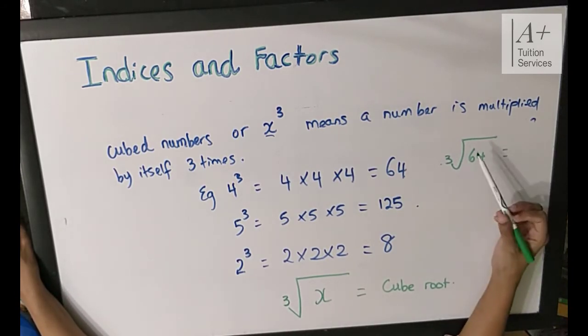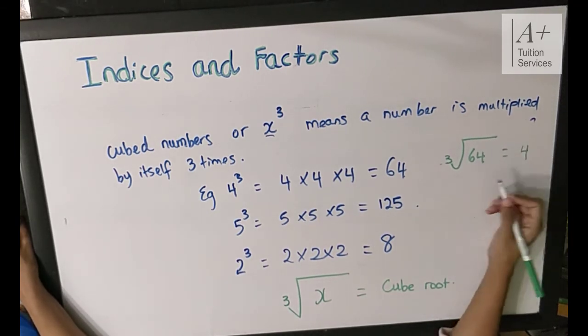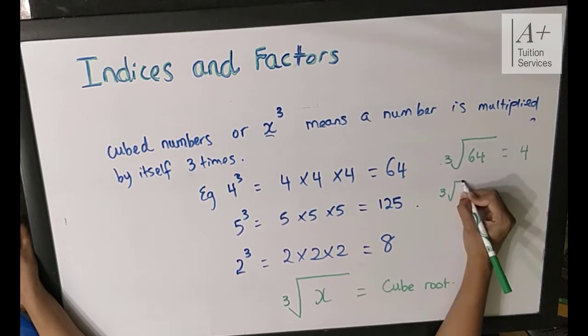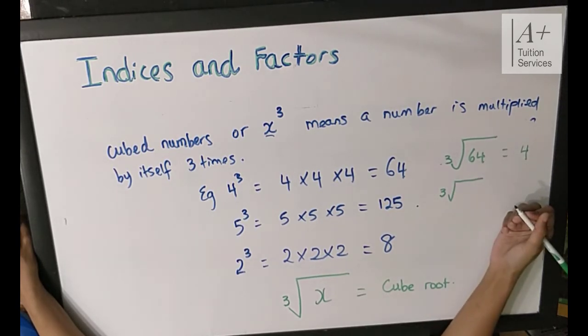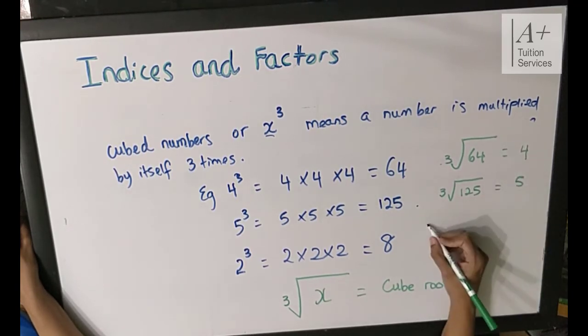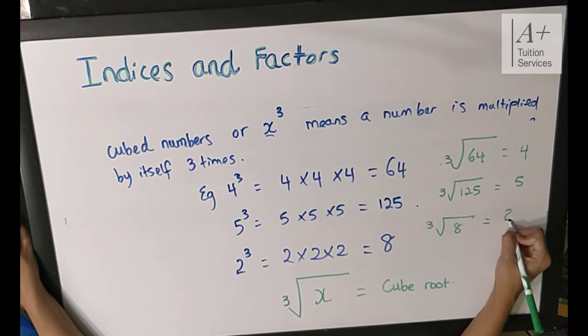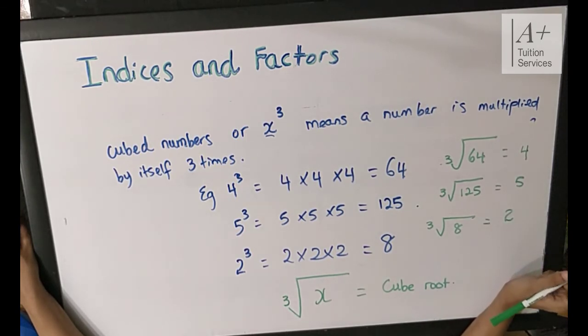But if I want to say the cube root of 64, I'm going to get back 4. If I want the cube root of 125, I'm going to get back 5. And if I want the cube root of 8, I'm going to get back 2. Right? And it is simple. Why do we get this answer?